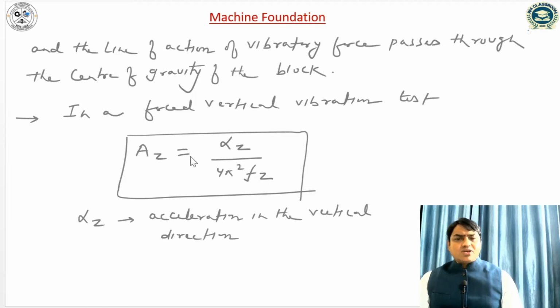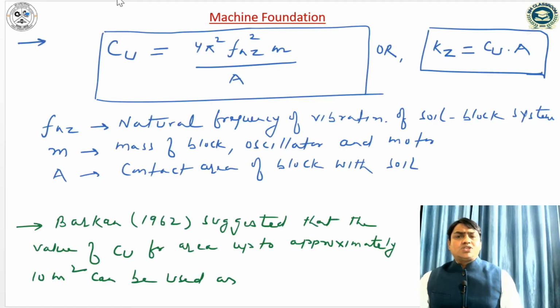So here we can write Az is equal to alpha z by 4 pi square fz, or we can also write Cu is equal to 4 pi square fnz square m divided by A. Or if I convert this coefficient of elastic uniform compression to spring constant, for the vertical vibration, the spring constant will be kz. So kz is equal to Cu into A, where fnz is the natural frequency of the vibration of the soil block system, m is the mass of block, oscillator and motor, and A is the contact area of block with soil.